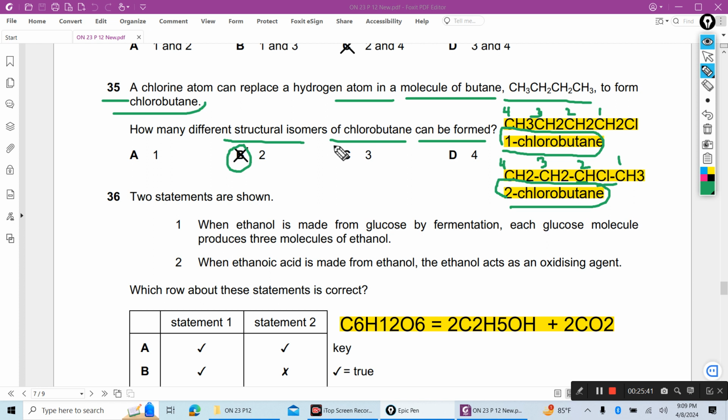How many different structural isomers of chlorobutane? Chlorobutane has 2 isomers. One is 1-chlorobutane, another is 2-chlorobutane. So answer B.